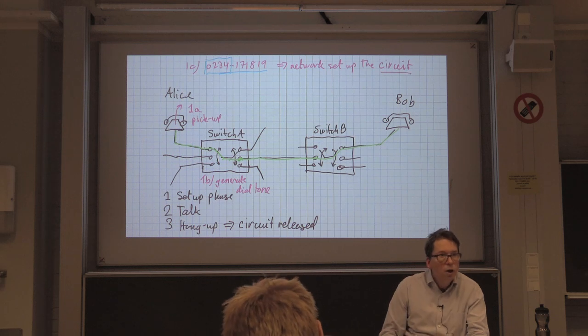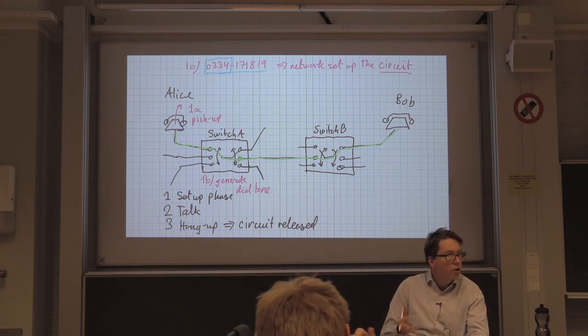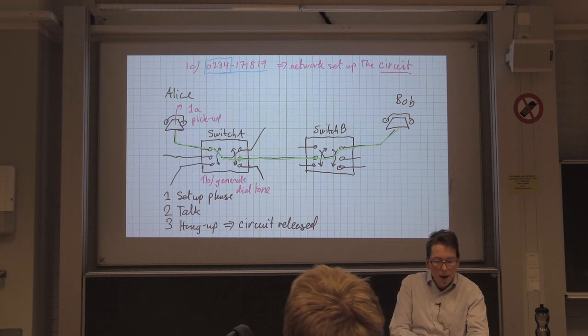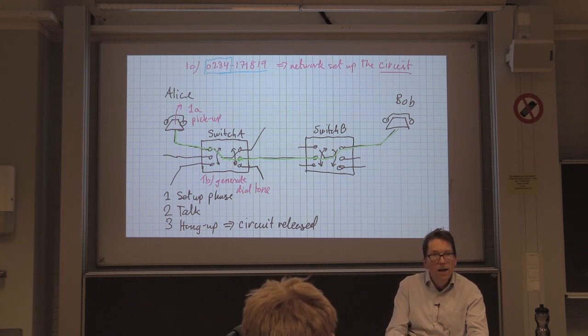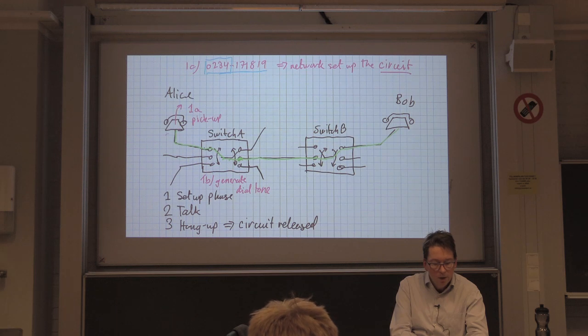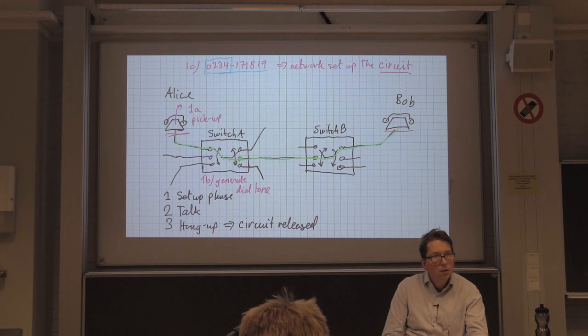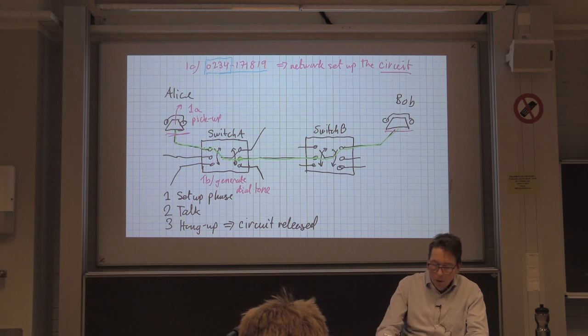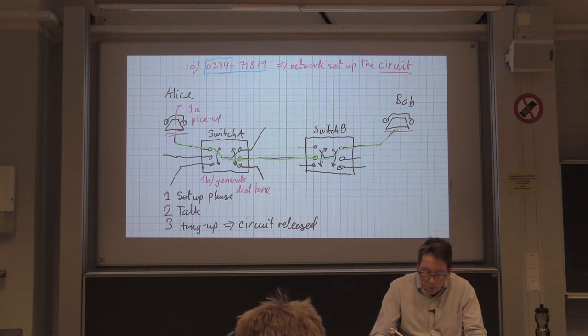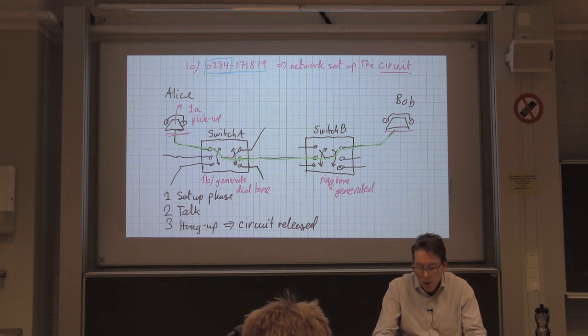Okay, so the circuit, think of this as electrical circuits, right? So we have now a galvanic connection between these two devices, the one to the left and one to the right, in this green line. Okay, this is actually what was done in the past. Okay, and then a ringtone is generated, which alerts Bob that somebody is calling him, and Bob takes off the hook.